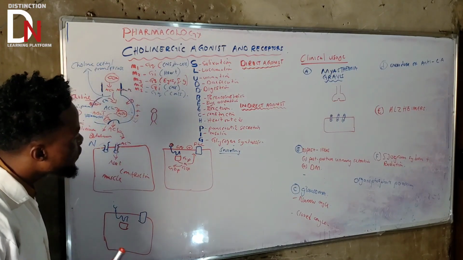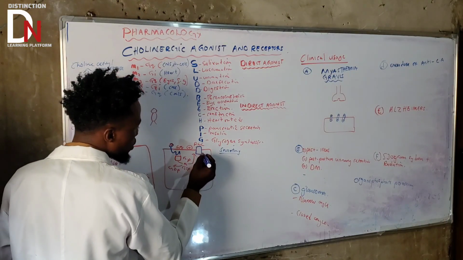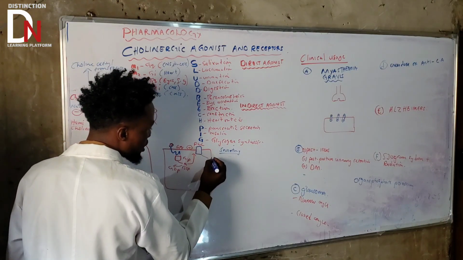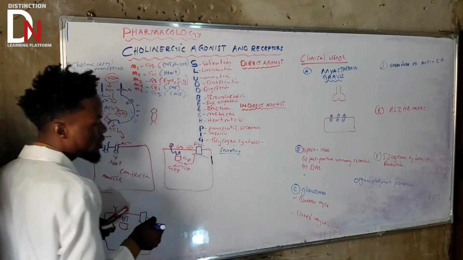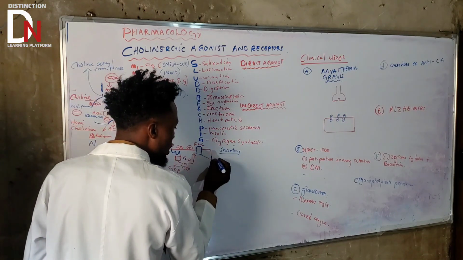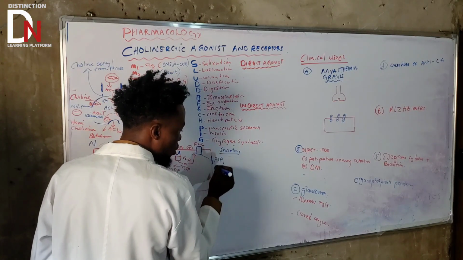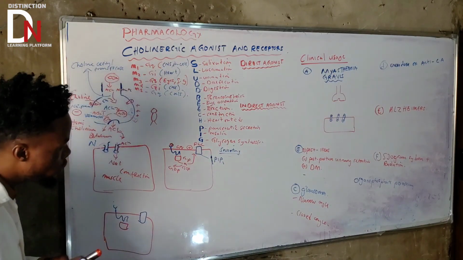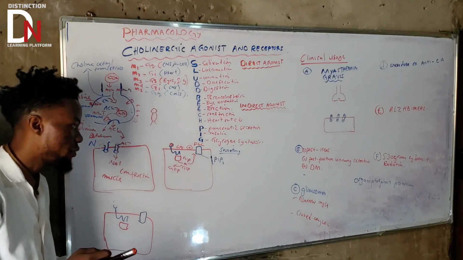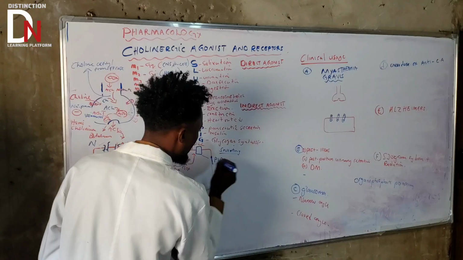Now this phospholipase C, what does it do again? It will start breaking down the cell membrane of this cell. In the cell membrane of this cell, there is a certain molecule which we call PIP2, phosphatidylinositol bisphosphate. Let's just call it PIP2.